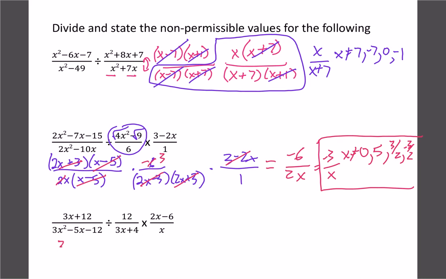Same thing. Take out a 3 on the top of the first one. The bottom one will be a harder factoring, so we got 3x and 1x, and our 12 will probably be 4 and 3. So 4 and 3 would give us 12, but by looking at the top, we have x plus 4, so there's a good chance that those will match, so let's try that way, and minus 3.